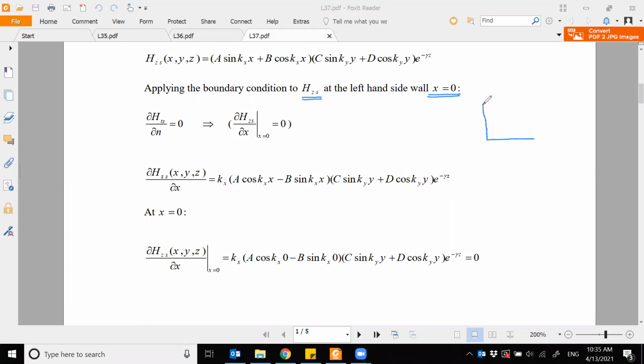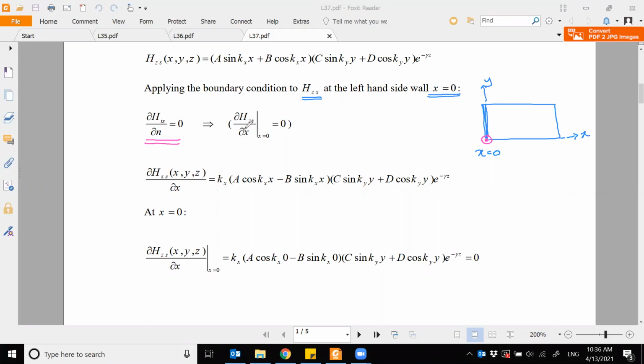So here, X is equal to 0. This is my X, this is my Y, and this is my Z, with Z coming out. Now, what is the boundary condition? This is the boundary condition: dou H_t over dou n is equal to 0. Let us replace the tangential and the normal for our problem statement. The tangential component is the HZ component.